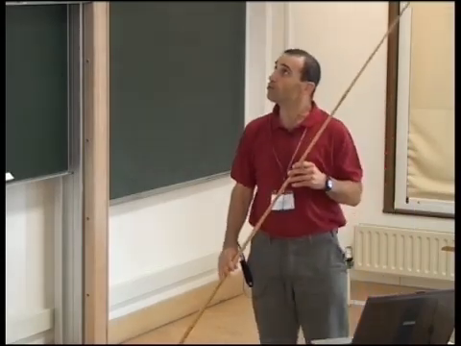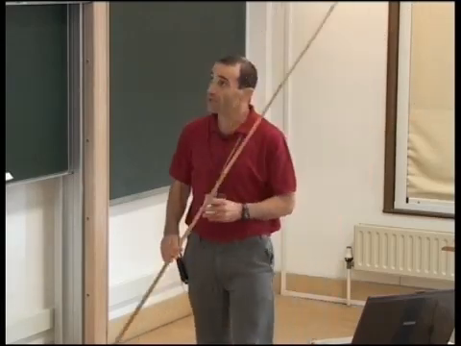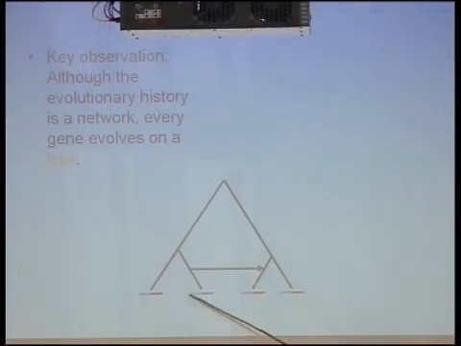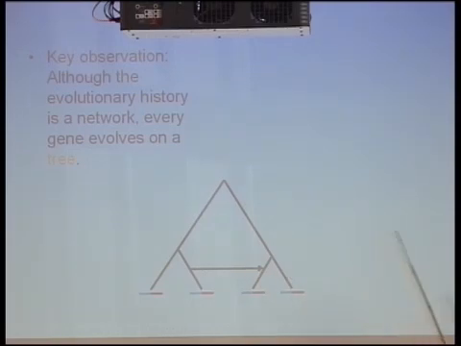Now, when we come to analyze lateral gene transfer, a key observation is as follows. Although the evolutionary history is described by a network, every single gene actually evolves along a single tree. And we use this illustration of phylogenetic networks over 4 taxa, where each taxon is composed of 2 genes, the blue gene and the red gene.